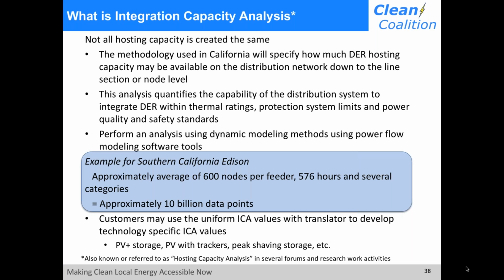Therefore, both customers and utility engineers can rely on the same information. Customers can also use the published data to see how results apply to a specific technology or to limit their output to meet hosting capacity profiles.